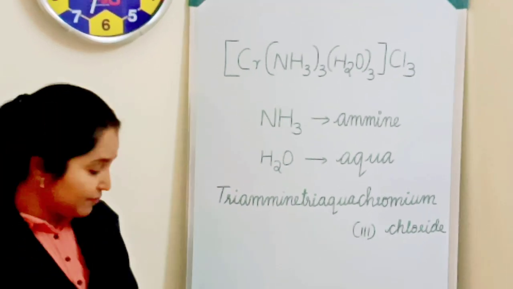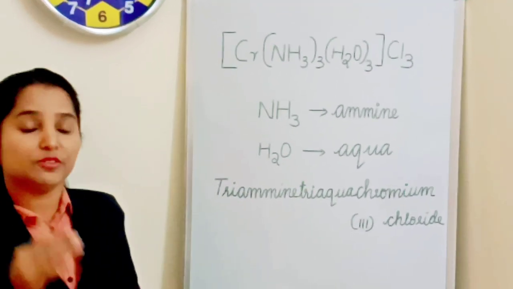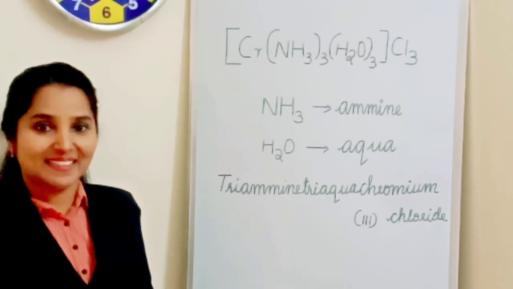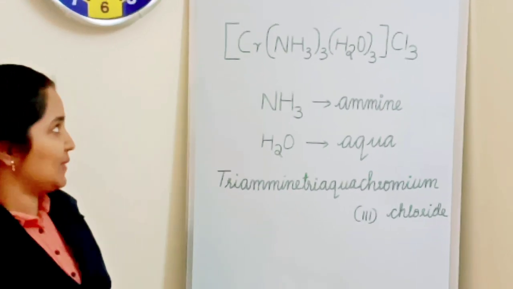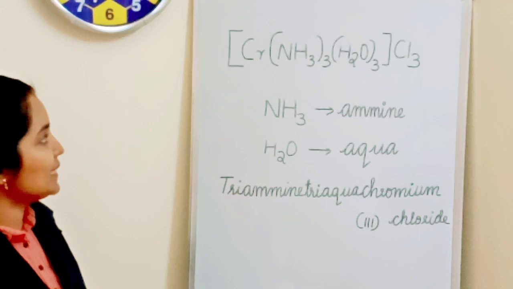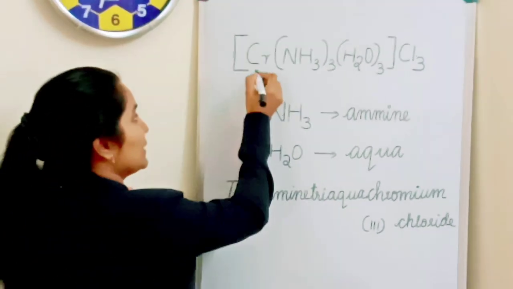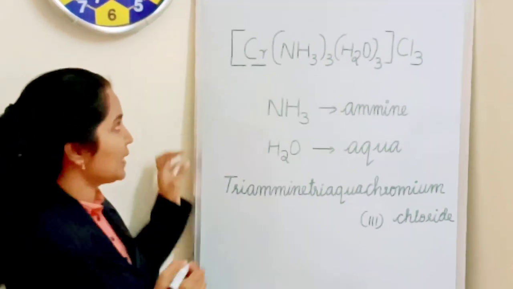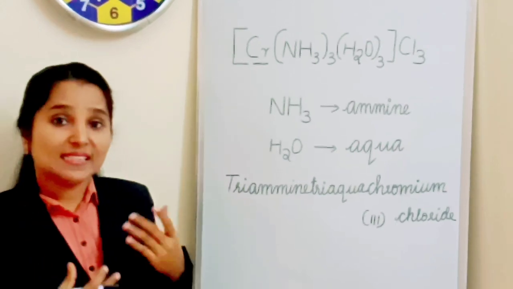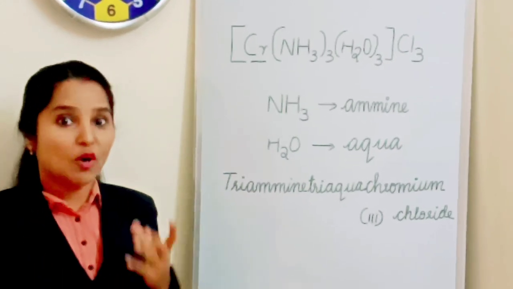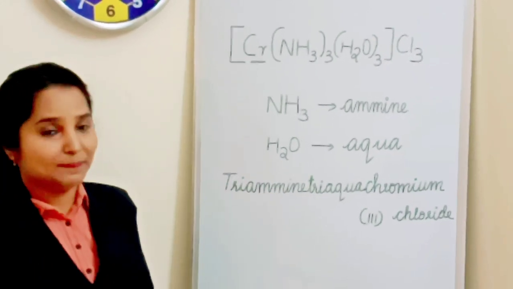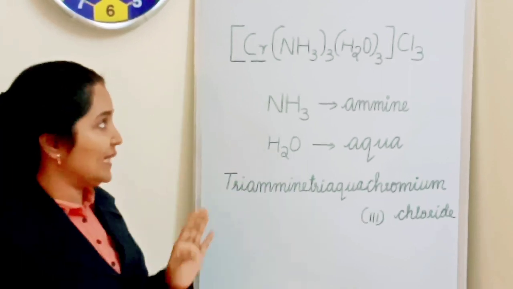So first, we have to sort out the central metal atom in the given coordination compound. Here we have only one metal atom, that is Cr, chromium. So that is the central metal atom. Next step is to find out the oxidation state of the central metal atom. That's very easy. We can find it out very easily.